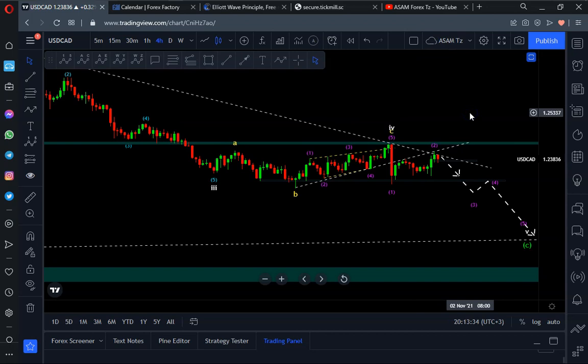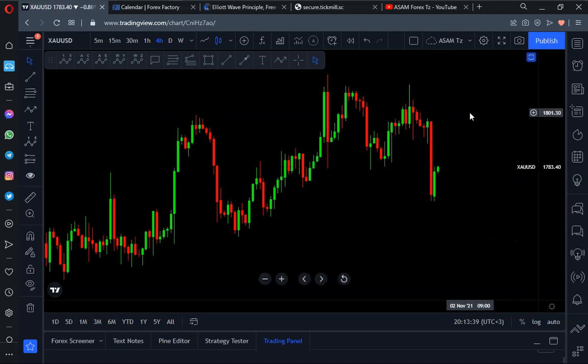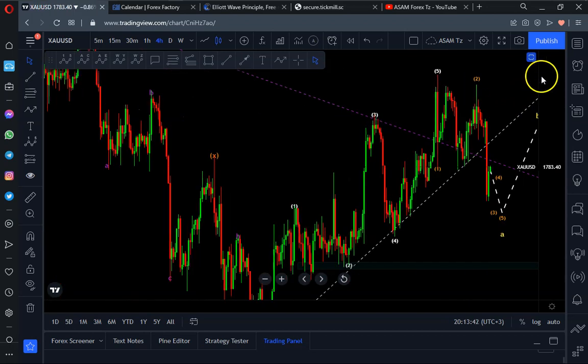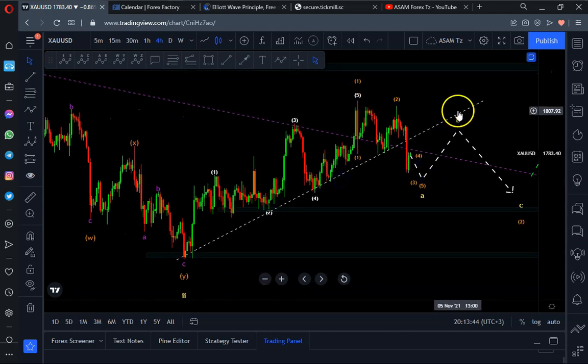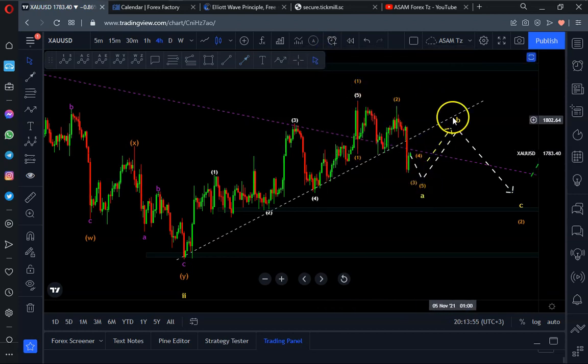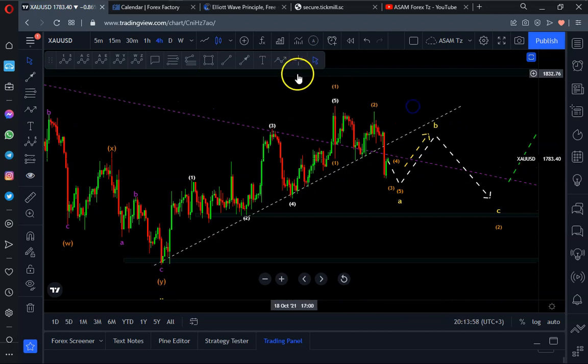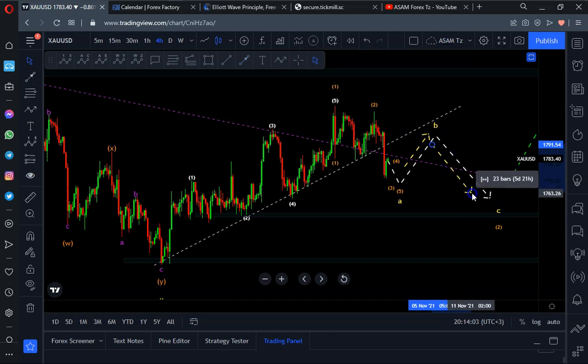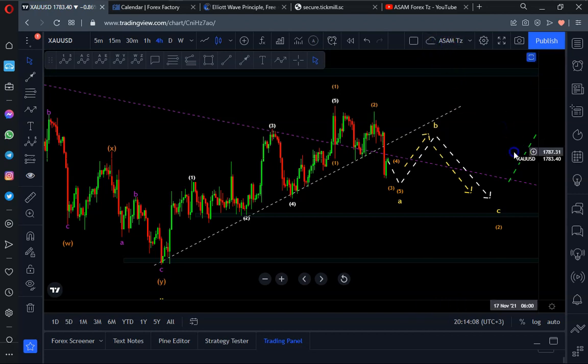Now, incorporating with gold, we already have an analysis on gold. We can find that when gold will be buying to the upside, we always expect it at the time when USDCAD will be selling. After completion of that selling, USDCAD will be buying, and that is when gold will be selling, because they have a negative correlation. So on the basis of correlation, you can expect those movements in opposite directions.